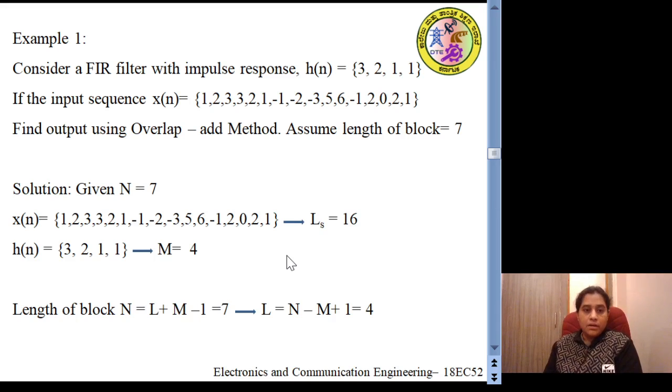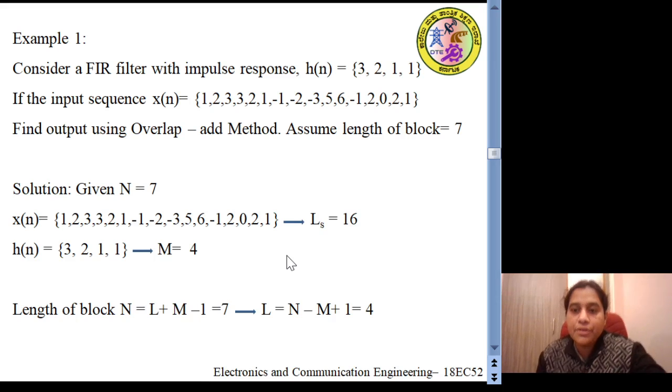Here, the problem statement says, consider a FIR filter with impulse response h of n equal to 3, 2, 1 and 1. If the input sequence x of n is equal to 1, 2, 3, 3, 2, 1, minus 1, minus 2, minus 3, 5, 6, minus 1, 2, 0, 2, 1, find the output using the overlap add method. Assume the length of the block is equal to 7.